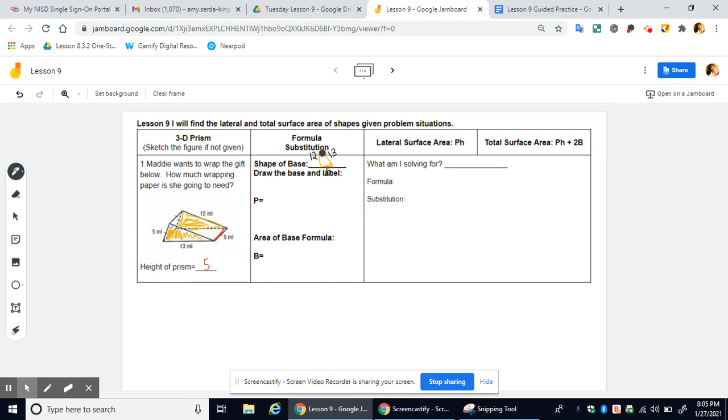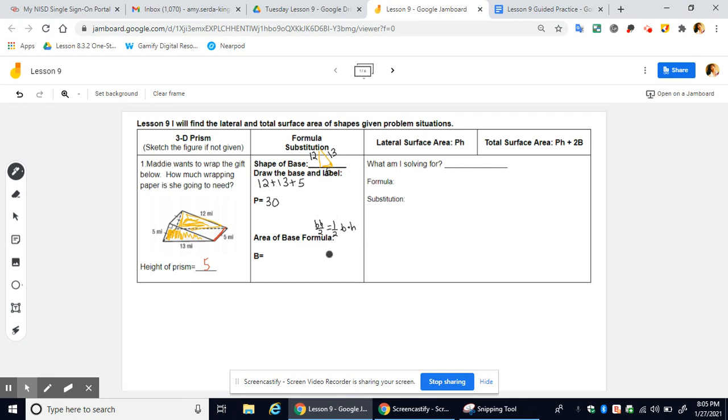So if I want the perimeter of that base, I'm going to have to add all of the sides of that right triangle. So when I add all of the sides up, that gives me a perimeter of 30. So let's look at the area of the base formula. Since I'm dealing with a triangle, it is base times height divided by 2, or on your formula, it does say half the base times the height. You'll still get the same answer.